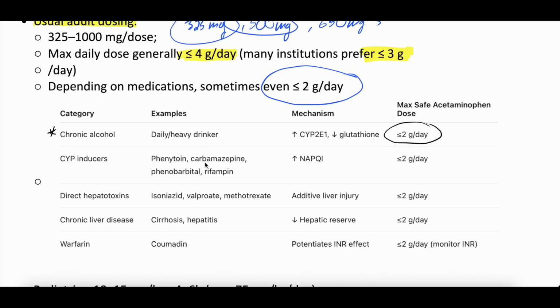People on different medications that are CYP inducers. CYP is an enzyme involved in the metabolism of many drugs, but certain drugs can induce it. These include antiepileptics like phenytoin, carbamazepine, or phenobarbital, or rifampin, which can sometimes be used to treat different infections. There's a whole list of them, but for any of these, the recommendation is to have less than 2 grams of Tylenol per day, because you have increased production, which we'll talk more about, of NAPQI, which is one of the toxic metabolites.